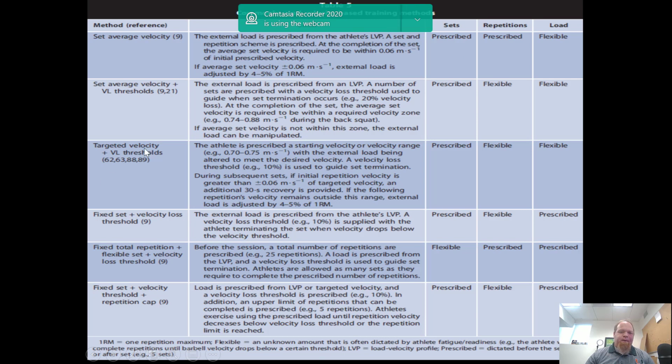Target velocity plus velocity thresholds. This is one that I really have utilized a lot and saw some great adaptations for, especially with my throwers. I would give them, hey, if I want you to be at, like on a clean, let's be at 1.55 meters per second, and if you drop off below 1.5 meters per second, so we're at like a 5% velocity loss, then we're done.